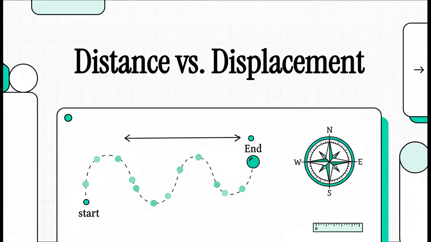You know, in physics, some of the words we use every single day can have these surprisingly specific and, well, different meanings. Take distance and displacement. They sound almost the same, right? But they actually tell two completely different stories about an object's journey. So let's dive in and really break down the difference.